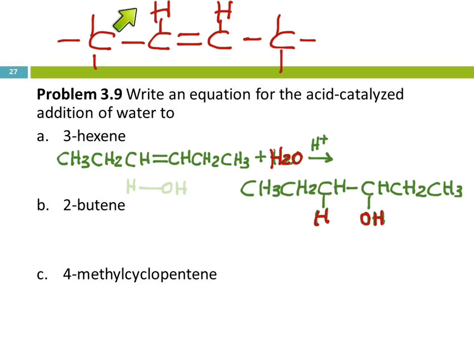So this is that part right in the middle. And what's happening is that we've got the H coming in here and the OH coming in there and the double bond going away. So how about 2-butene?